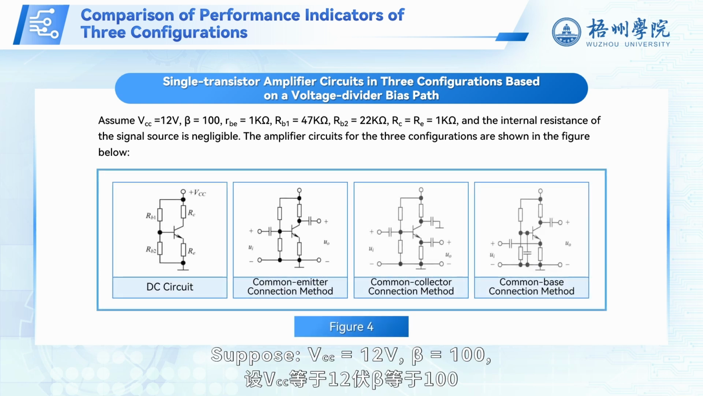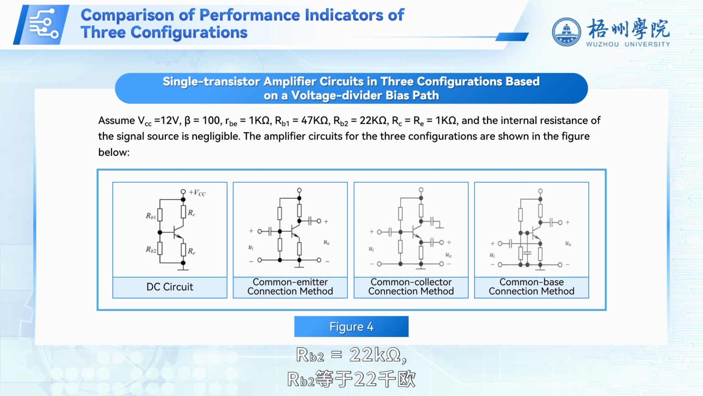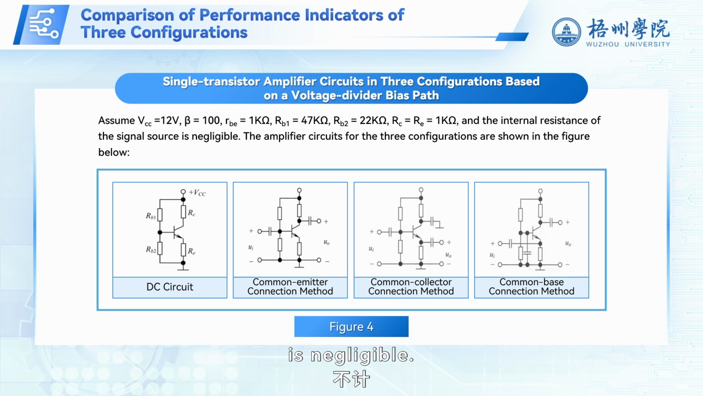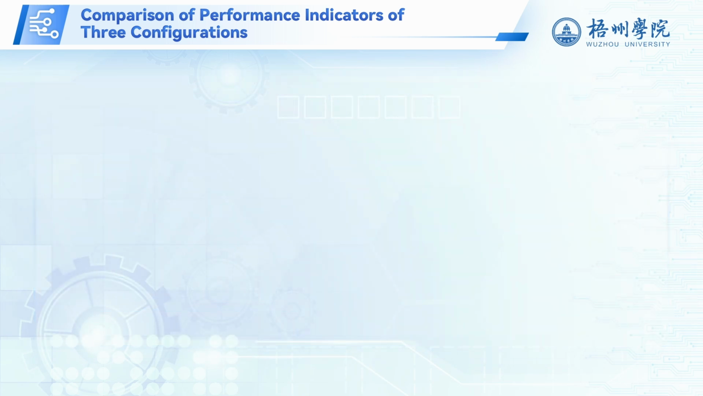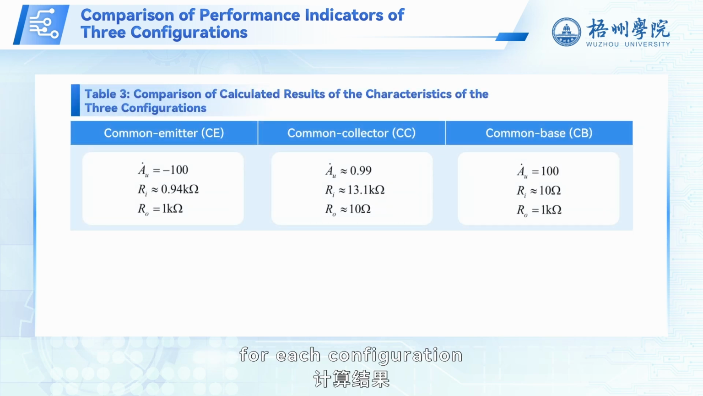Suppose VCC equals 12 volts, beta equals 100, RBE equals 1 kiloohm, RB1 equals 47 kiloohms, RB2 equals 22 kiloohms, RC equals RE equals 1 kiloohm, and the signal source internal resistance is negligible. The calculated performance indicators for each configuration are shown in Table 3.